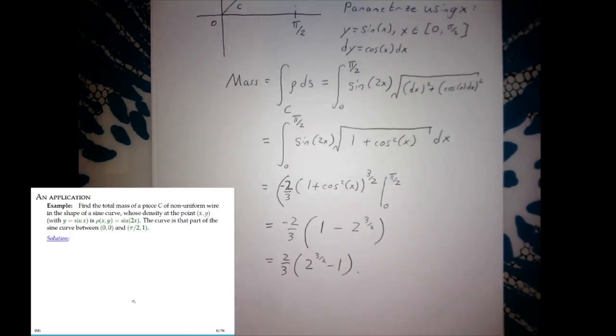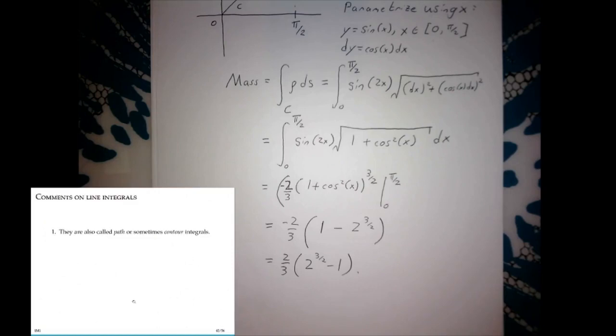Okay, this is the last example I'm going to do about line integrals with respect to arc length. There are more examples in the exercises and also the follow-up quiz. A few general comments about line integrals, both of the types, before we move on to the next topic. So line integrals are sometimes called path or contour integrals. These are just different words for the same thing.